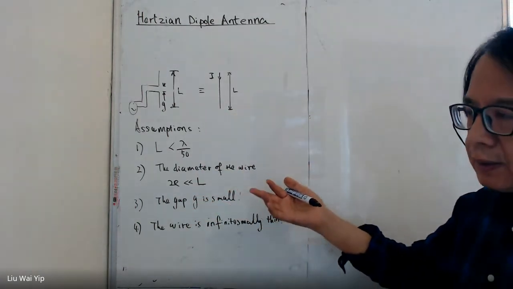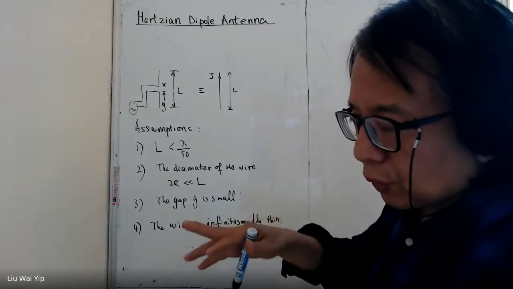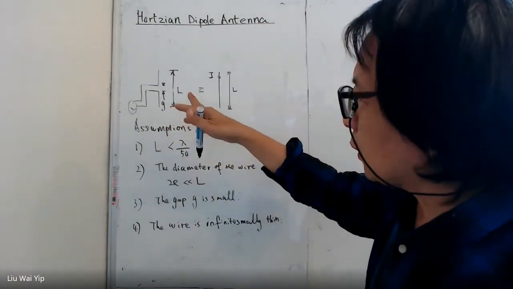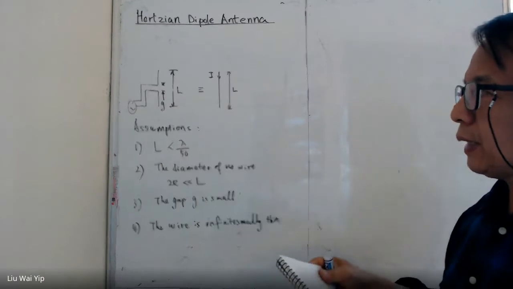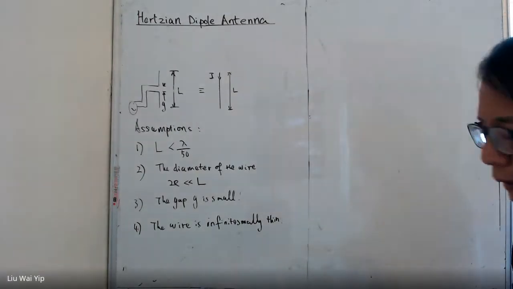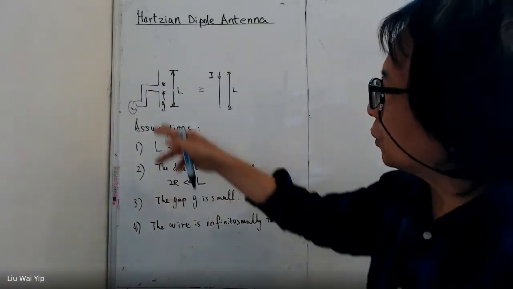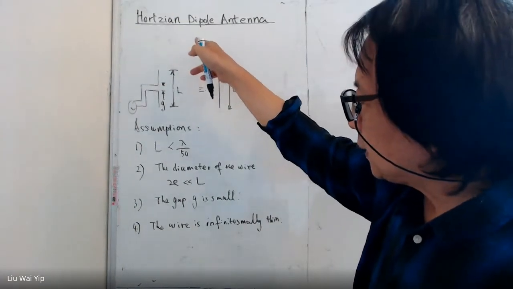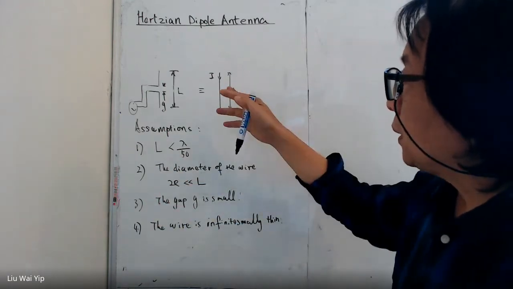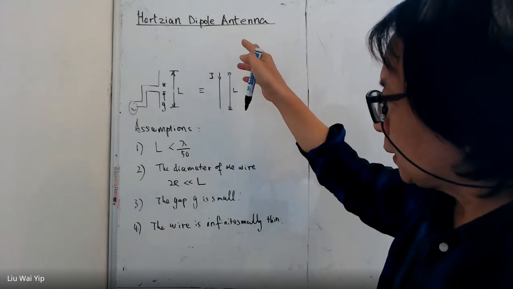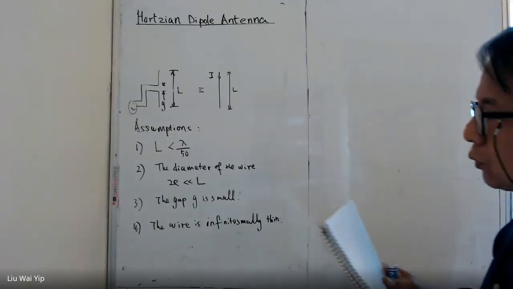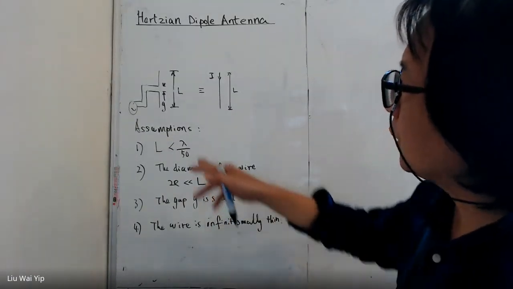But on the other hand, he could not transmit the energy to the far end simply because of the length of his antenna, and this is the so-called Hertzian dipole antenna. In antenna engineering, we make use of his antenna and further develop the linear dipole antenna with much better efficiency. Before going forward, we need to go through some of the important assumptions for his antenna.